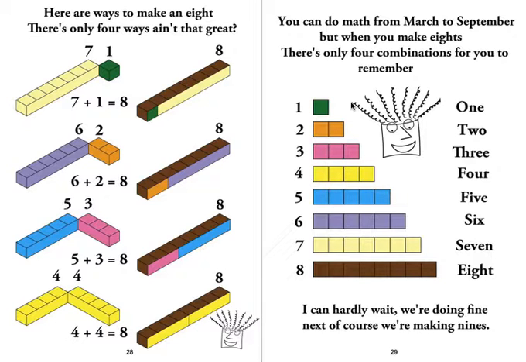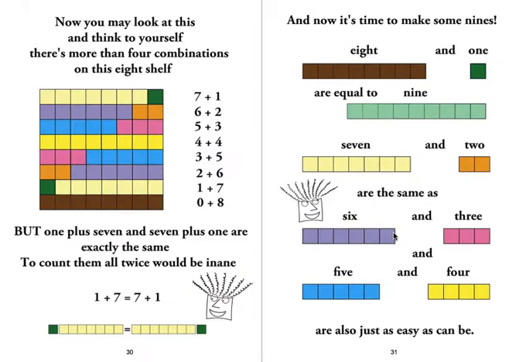You can do math from March to September, but when you make 8s, there's only 4 combinations for you to remember. 1, 2, 3, 4, 5, 6, 7, 8. I can hardly wait. We're doing fine. Next, of course, we're making 9s. Now, here's the 2 that you want to emphasize, 9s and 10s.